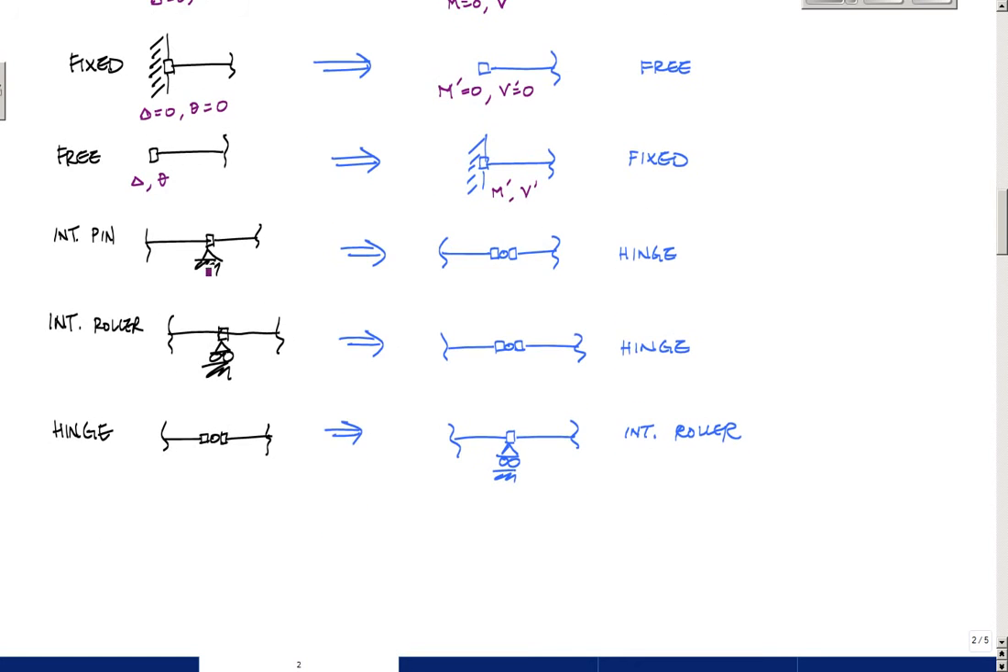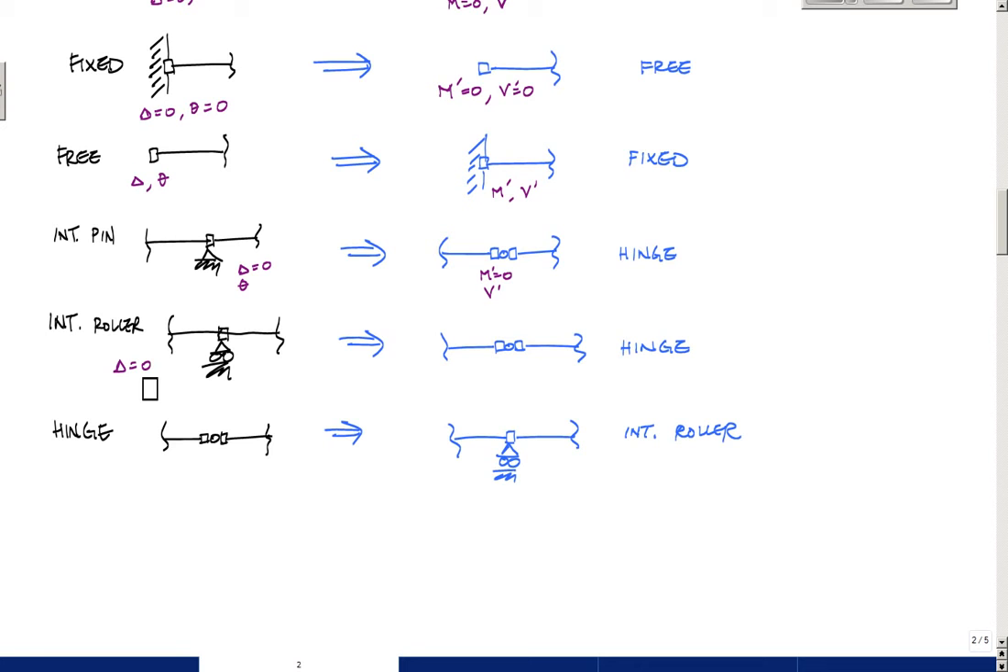I have an internal pin here, which means that the deflection here is 0, but I could have a rotation. The rotation can be anything in this case. And so I have to have 0 moment and a shear value. Okay, 0 moment and a shear value. Hey, that's a hinge. And the same thing here, I have delta equals 0, and theta could be any number.